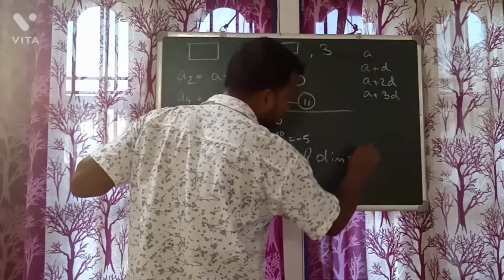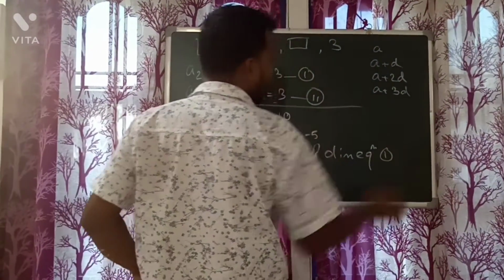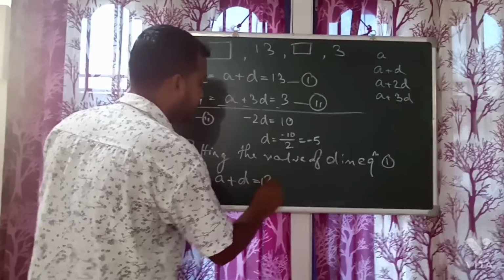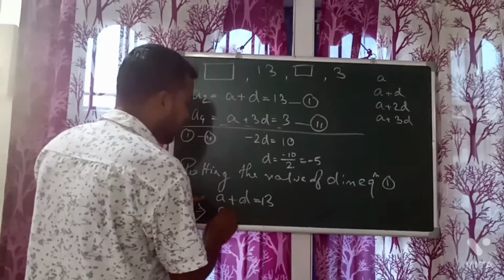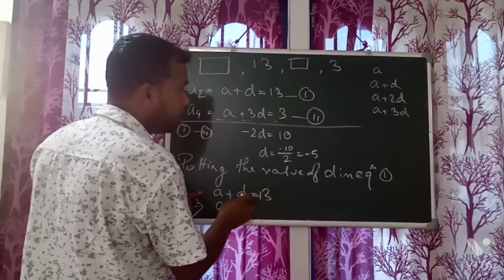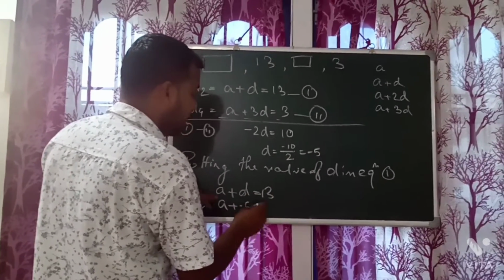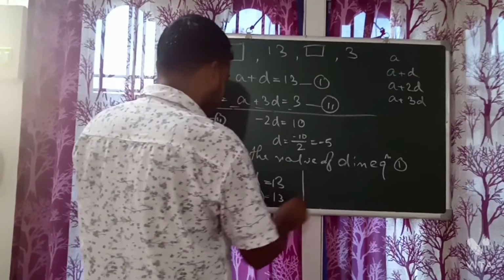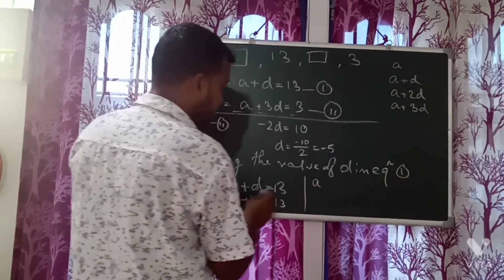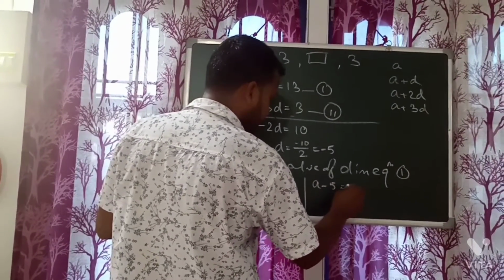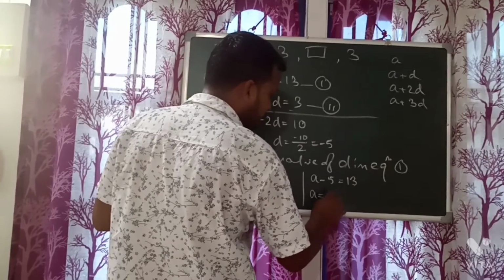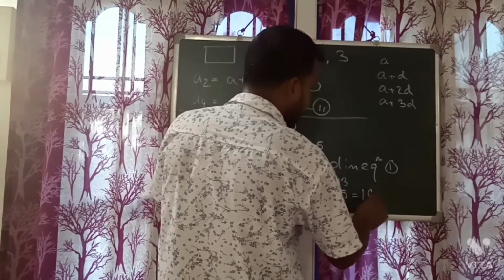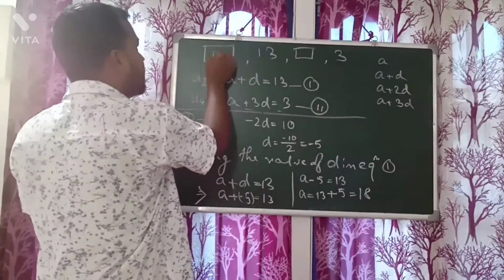Now see, putting the value of D in an equation. Which equation is a little easy? Equation 1 is a little easy, that's why I put it in equation number 1. A plus D is equal to 13. It implies, we did not know A, we know D is equal to minus 5. Then A plus into minus became minus 5 is equal to 13. A is equal to 13, and when minus 5 goes to that side it will become plus 5. It will become 18. Now we got A is equal to 18.